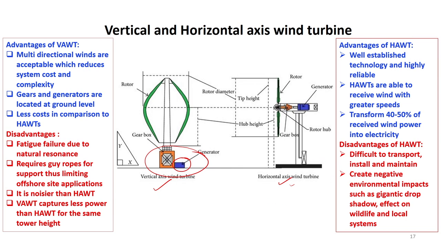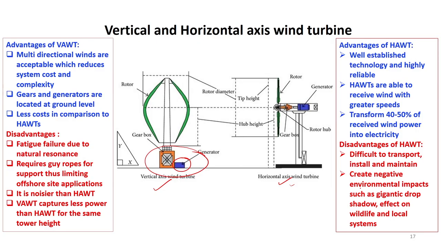It has some disadvantages. It is difficult to transport, install and maintain because it is very heavy, and the wind turbine blades are also very long. So it is very difficult to carry them from manufacturing to the installation site. It can also create negative environmental impact, such as a gigantic drop shadow effect on wildlife and local systems. Of course, nowadays new machines are quite smart and have reduced those environmental effects quite nicely.